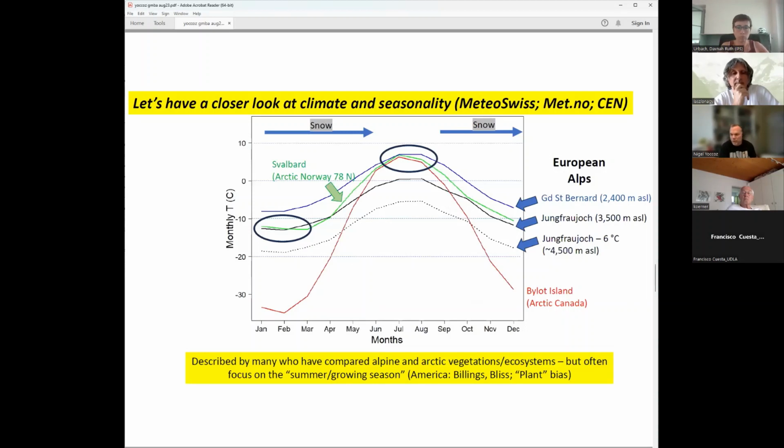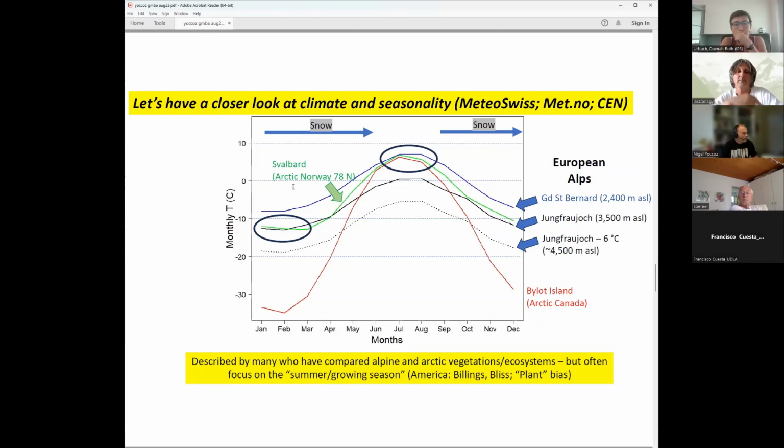Which brings me to trying to understand why you have this kind of difference, if you think about mammals. Here I put the temperature for different stations in the Arctic and in the European Alps. So in the European Alps, you have, for example, the Grand Saint-Bernard, 2,400 meters, so above the forest line, where you have summer temperature of about 6 degrees in July, and winter temperature about -8. And that's the blue curve here. Jungfraujoch, again in the European Alps, in Switzerland again, 3,500 meters, so quite far above the forest line. Summer temperature about 0, and winter temperature about -12.